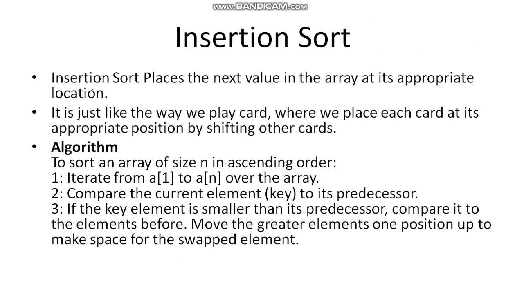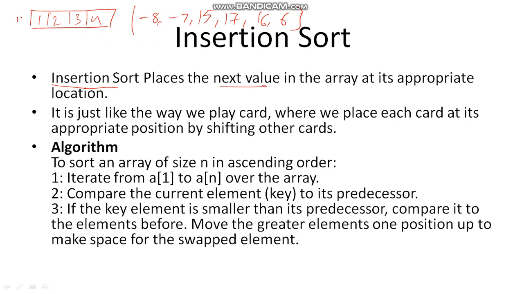In the insertion sort, what happens is the insertion sort places the next value in the array at its appropriate position. What it means is, let us say this is the sorted array. You have been given n number of values. So let us say 1, 2, 3, 4, and other values are minus 8, which are not sorted now. Minus 8, minus 7, 15, 17, 16, and let us say another value 6. Now what it does is, this insertion sort goes on creating a sorted array.